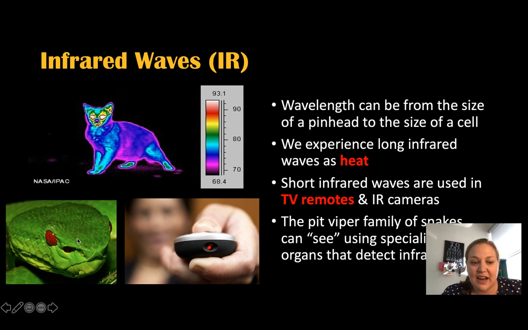And the pit viper family of snakes actually see using specialized organs to detect infrared. So although they have eyes that see visible light, they also have this extra special adaptation where they are able to see in infrared. And that's one of the reasons that they're such good hunters. And you can't really hide from infrared because it's sensing the heat.